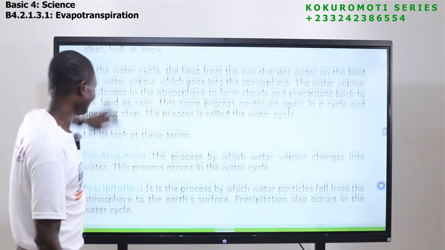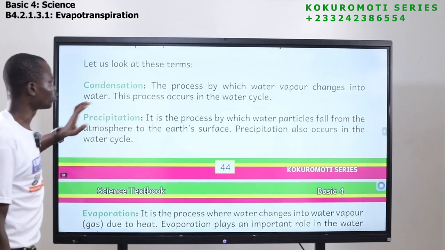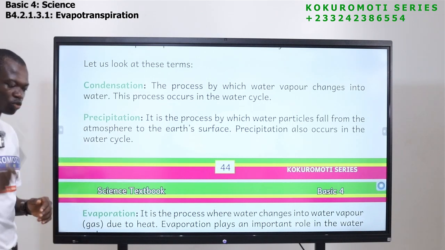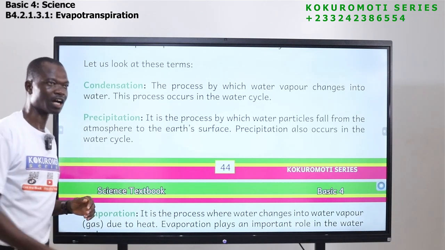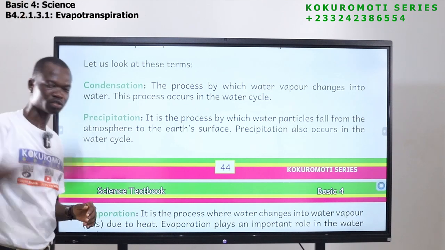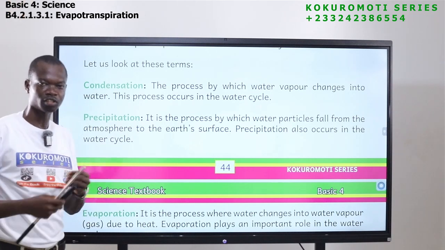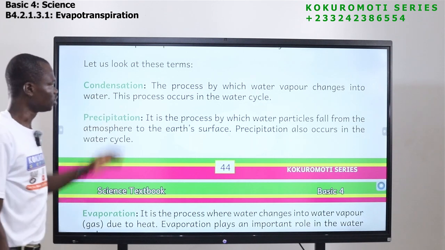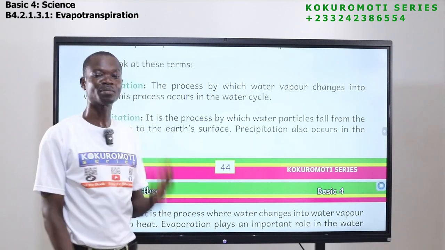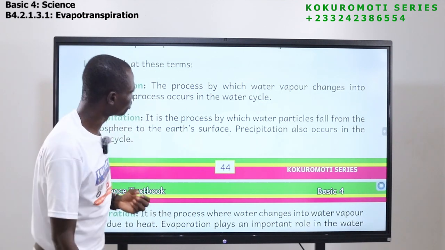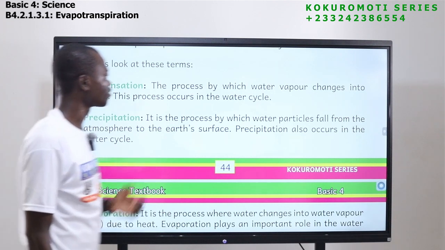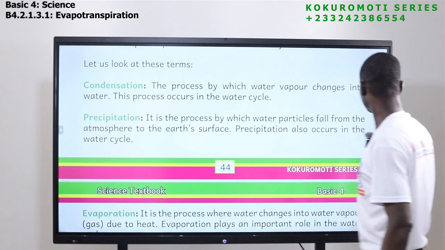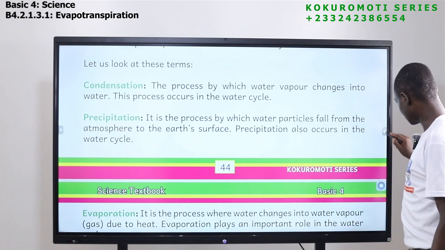That is water cycle. Now let's look at something here. So in water cycle, there are some processes that happen. Water moving from the ground to the atmosphere, back to the ground to the atmosphere. A lot of processes take place. So let's look at the process. The first one is condensation. So what is condensation? Have you heard about it before? Condensation is a process by which water vapor, by which what? Water vapor. Listen, we are talking about condensation.